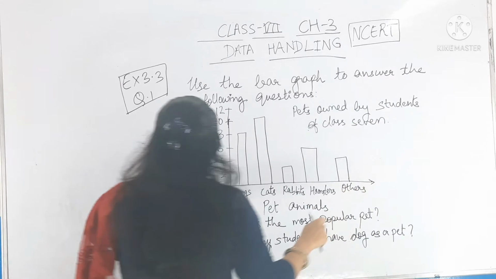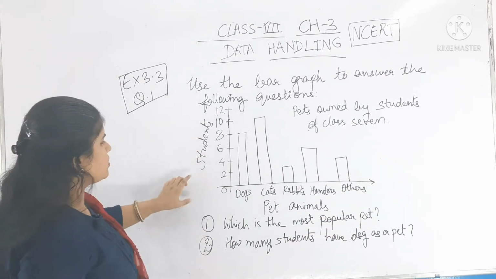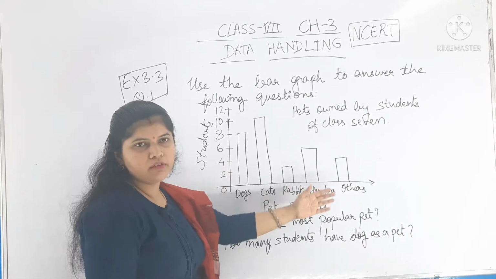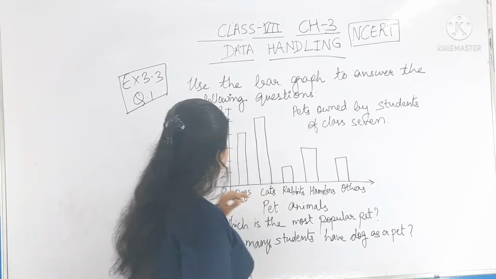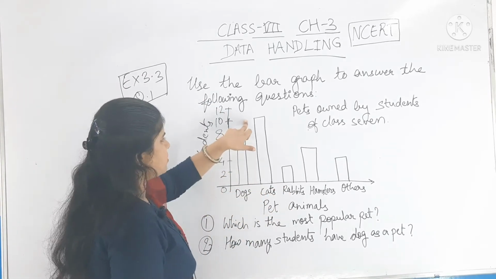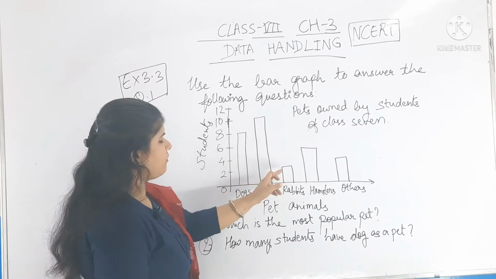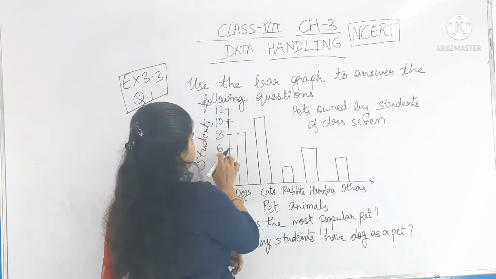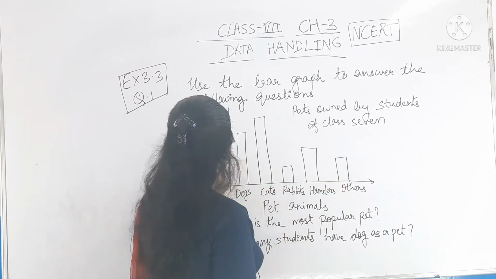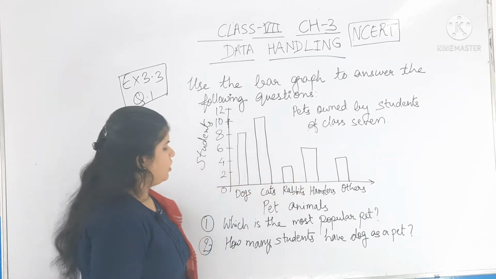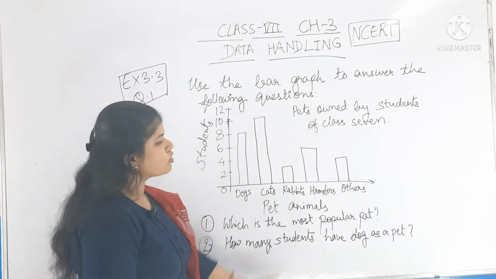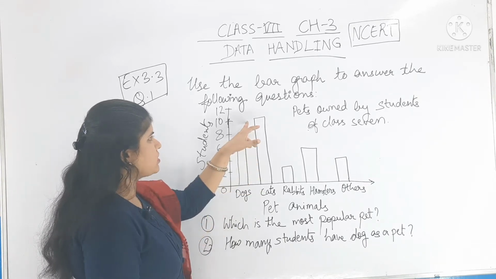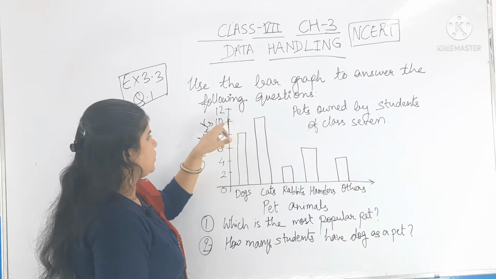Okay, here the y-axis is of students, how many students own which pets. Here the pet animals are given on the x-axis, that is dogs, cats. Dogs have 8 students, cats 10 students, rabbits 4 students, hamsters 6, others are 4.5 something. Okay, so here the first question is which is the most popular pet. So the most popular pet is the one owned by the highest number of students, that is 10.